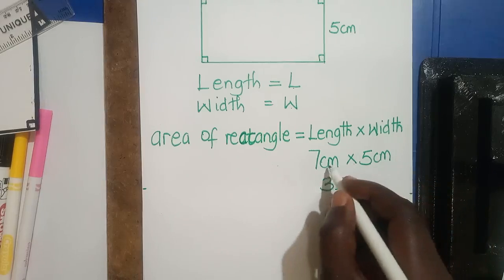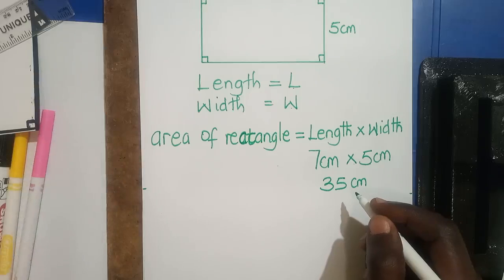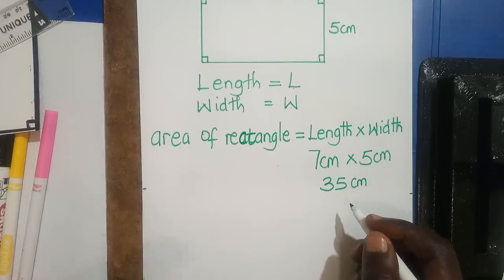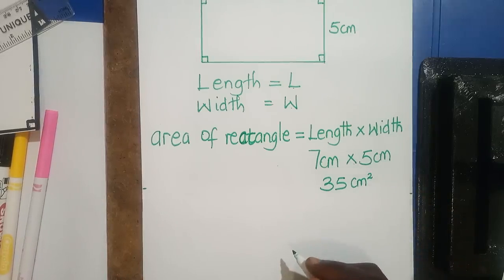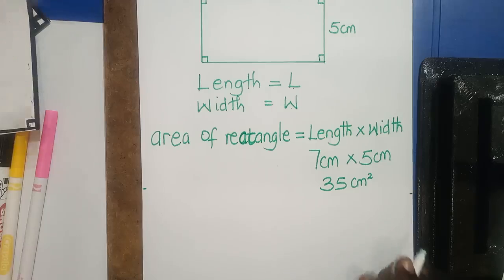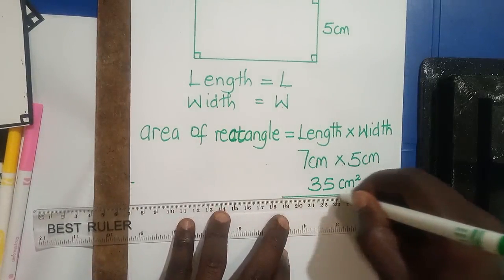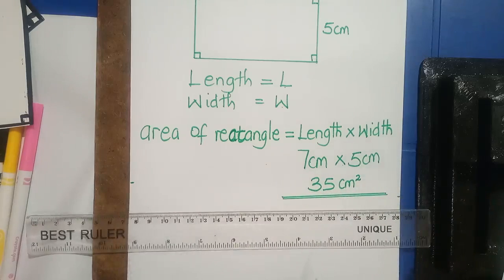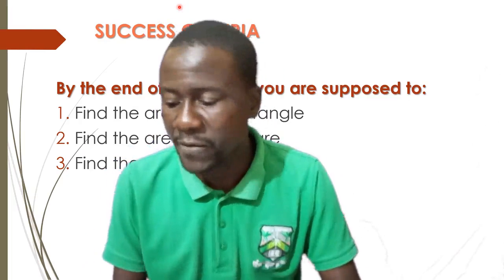Because these have units, which are centimeters, we write 35 centimeters. But because we are finding the area of this kind of shape, we are supposed to find the area in square centimeters. So we write 35 centimeters, then we put a symbol which represents square, a 2 on top of those units. If you were to write for the sake of marking, then you underline the answer the way I have demonstrated. That is the best way of calculating the area of the rectangle.